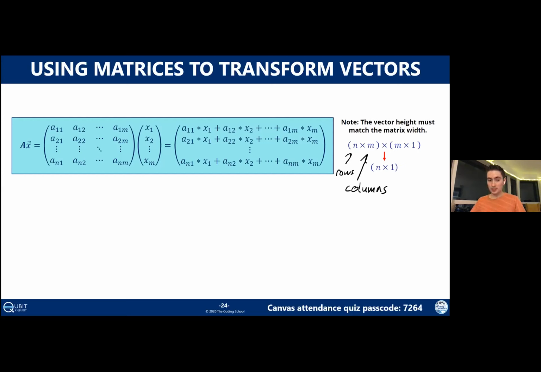So what happens when you multiply a matrix with a vector? Well, if you look at how this is drawn here, you might see the pattern. Basically, the number of columns of the matrix has to equal the number of rows of the vector. See the two m's here. And when you multiply them, those two things cancel out, and you're left with n by 1 as your answer, which is n rows, 1 column.